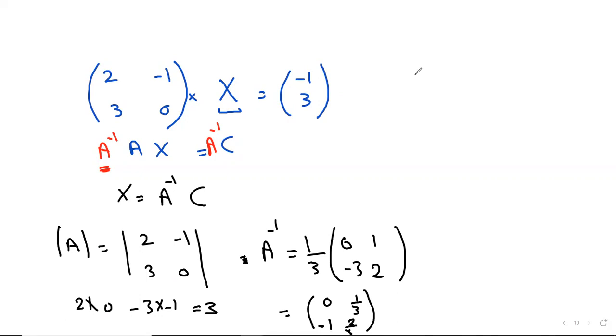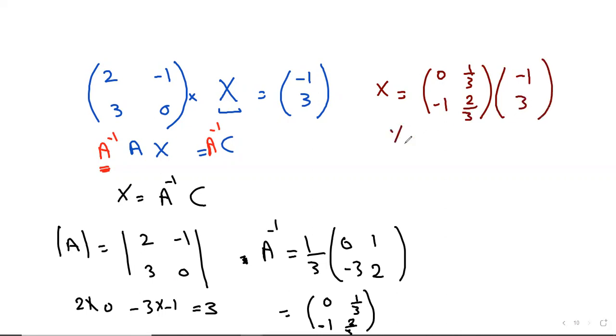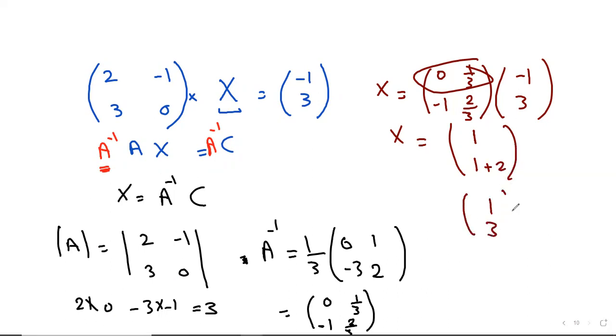Then X is going to be equal to A to the power of negative 1, 0, 1 over 3, negative 1, 2 over 3, multiplied by C, negative 1 and 3. So X is going to be negative 1 and 3 multiplied by negative 1, so it's 0. 1 over 3 times 3, so it's 1. And here negative 1 times negative 1, it's 1, plus 2 over 3 times 3, so it's 2. So it will be 1 and 3. Here it's X, and 3 is Y.